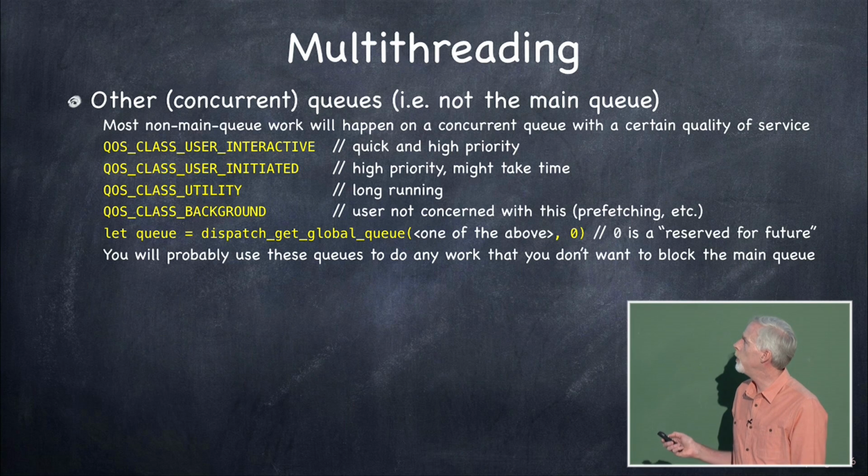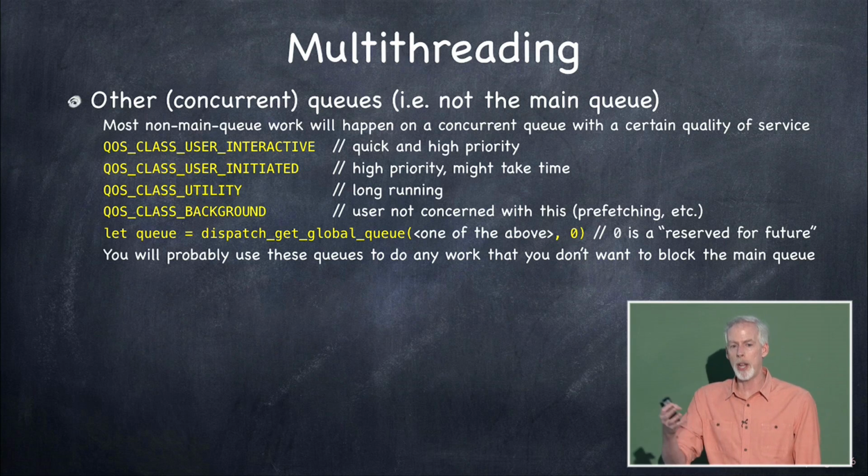So you get one of these four queues by saying dispatch get global queue. You specify which one you want. Then this has this extra argument, zero, which is reserved for future use, so you just always put zero there. And that's going to give you back a queue, a dispatch_queue_t, that you can then use as your first argument to dispatch async.